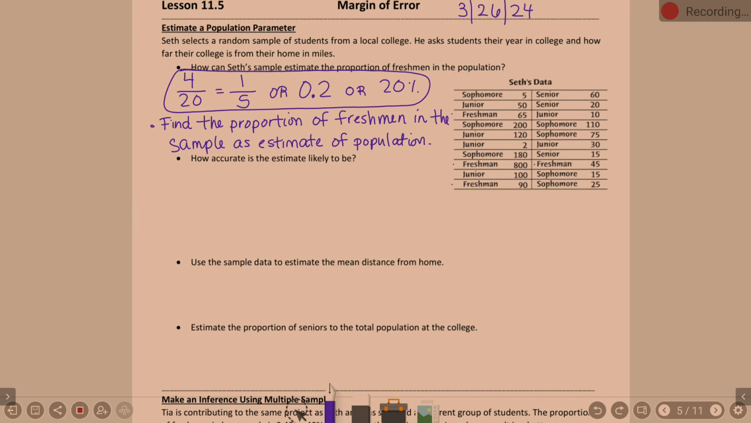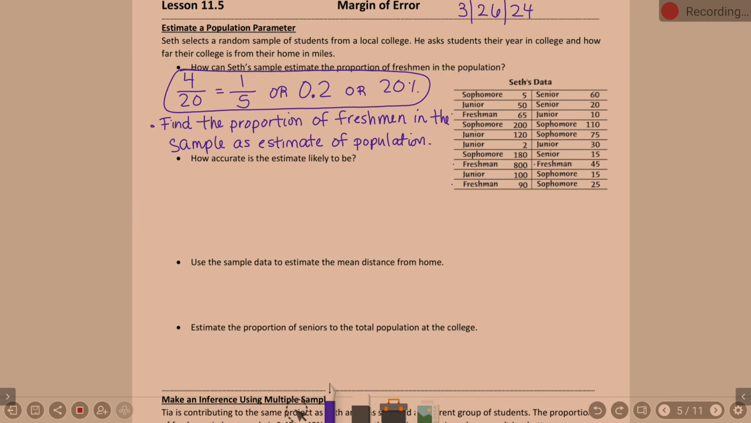Okay, so write as much or as little as you're wanting on these. Some of these I'm doing lots of writing today. But we looked at 4 freshmen out of 20 students sampled. So we found the proportion of freshmen in the sample, and that represents the population. Again, might be a good representation, might be a bad representation. We don't really know, but that's our population representation there.